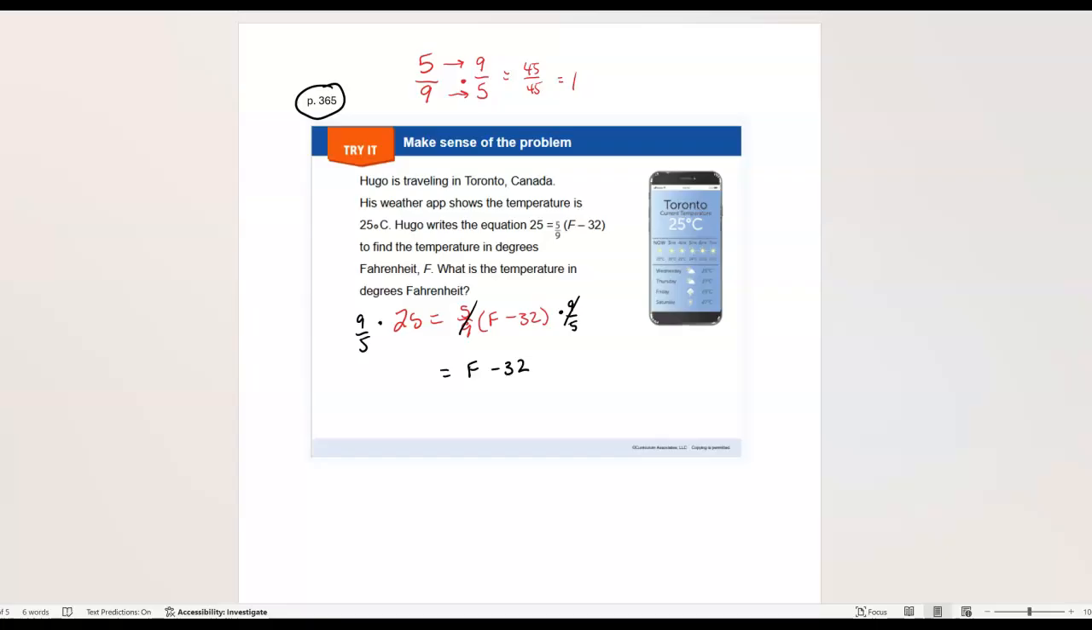Then I've got to do some multiplication on the other side. 9 times 25 is 225, and 225 over 5 can also get simplified. That gives you 45 is equal to F minus 32. Again, we got that 45 by 225 divided by 5, right? Now we just have a one-step equation. If I see subtraction of 32, I'm just going to add 32 to both sides. And I get F is equal to 77. So it's 77 degrees in Toronto, Canada.